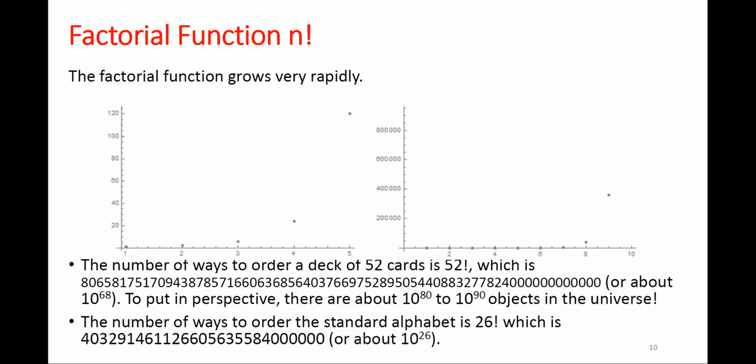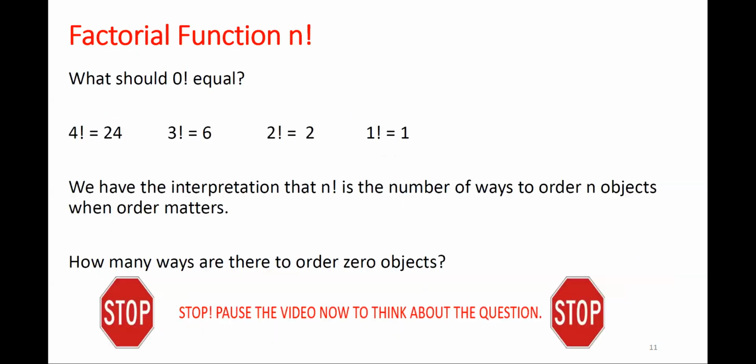To put things in perspective, there's about 10 to the 80 or 10 to the 90 objects in the universe, and we're already at 10 to the 68 with just shuffling a deck. If you look at the ways to shuffle the alphabet, which we use in some codes, there's about 26 factorial, which is about 10 to the 26. So now we have an interesting question. 4 factorial is 24, 3 factorial is 6, 2 factorial is 2, 1 factorial is 1. So what the factorial function is going to be is the product of all the numbers all the way down. Okay?